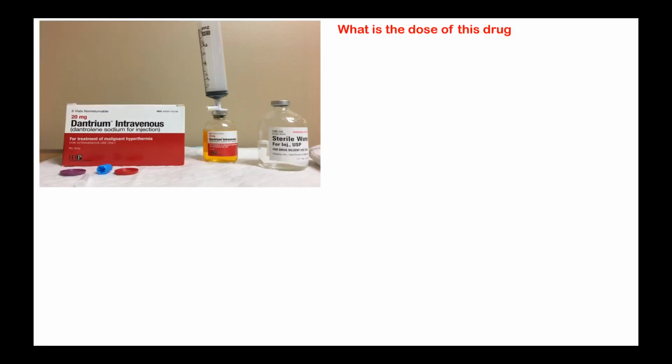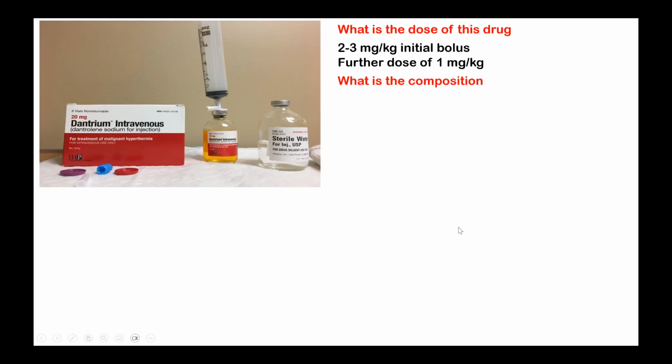What is the dose of this drug? All of you know this drug, what is it used for? Malignant hyperthermia treatment. Very good. What is the dose of this drug? It is 2 to 3 milligram per kg IV bolus, followed by 1 milligram per kg.